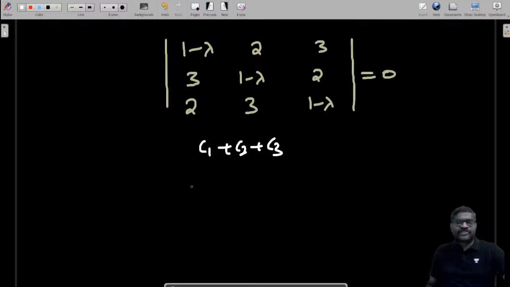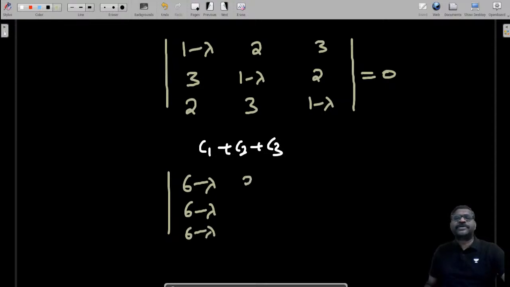C1 plus C2 plus C3. If you apply the operation C1 plus C2 plus C3, then you'll get 6 minus lambda, 6 minus lambda, 6 minus lambda, 2, 1 minus lambda, 3, 3, 2, 1 minus lambda, equal to 0.